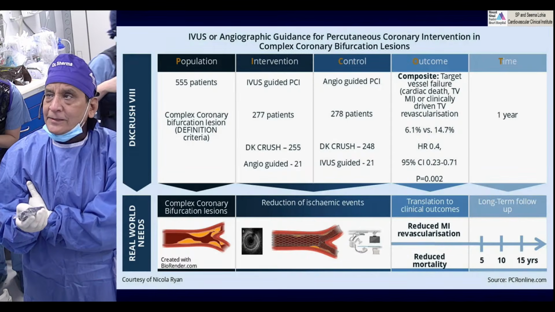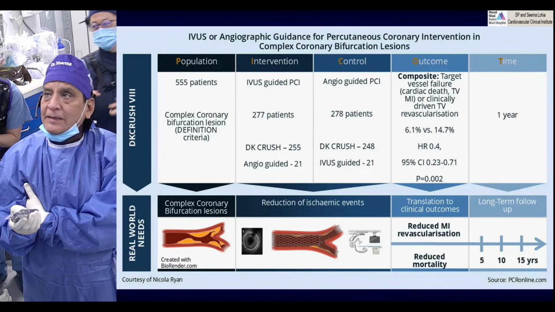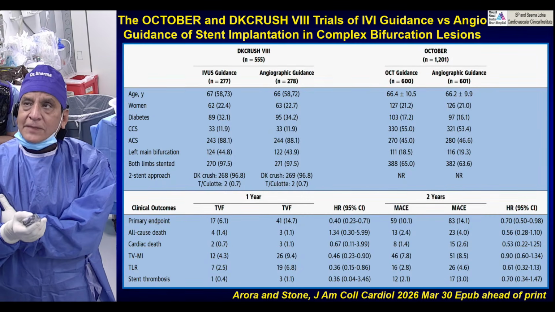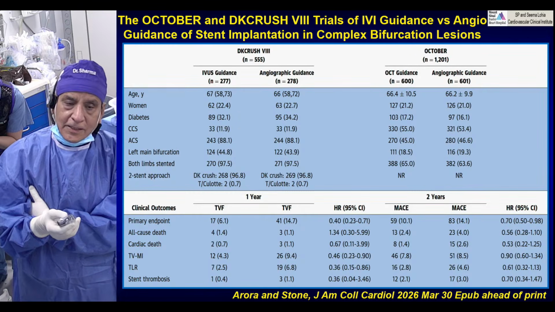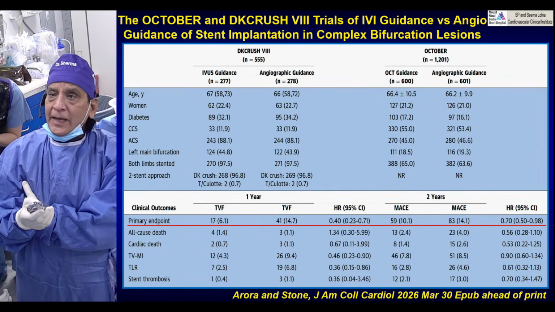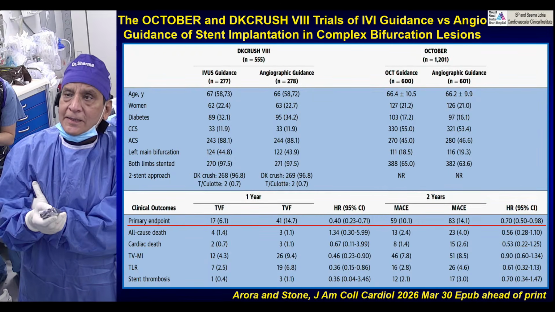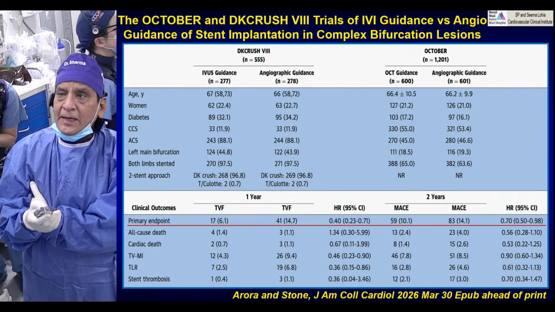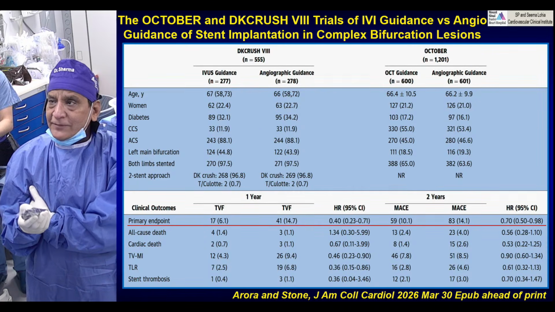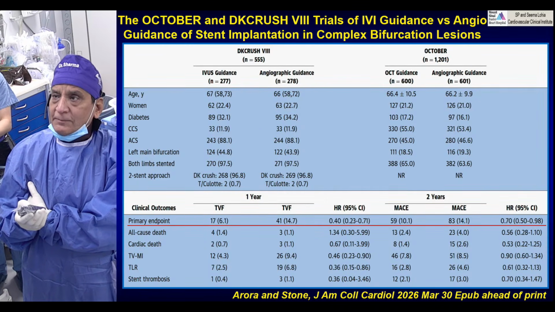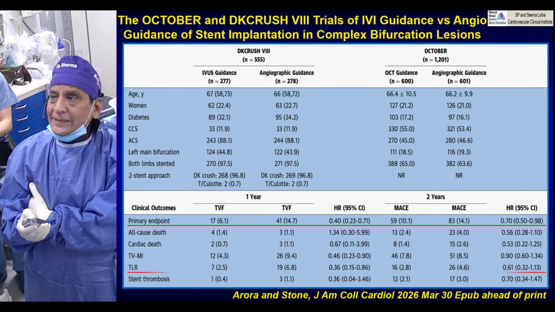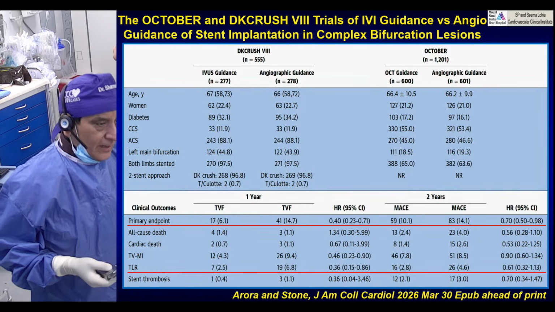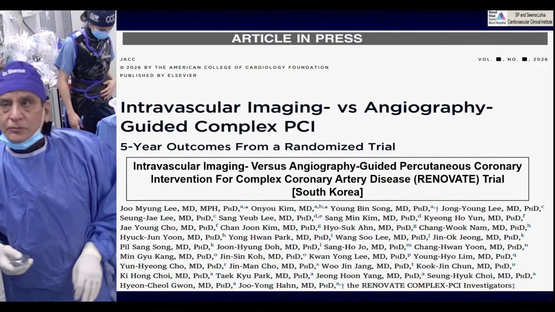The reduction of ischemic events up to 1 year, 6.1% in the imaging, 14.7% in the angiographic guidance, totally different. And this actually compares DK crush 8 with the OCTOBER trial, which was the OCT use, and basically shows, as you can see, TVF in the imaging guidance versus angiographic guidance. As you can see, the difference was 6.1 versus 14.7 in DK crush 8, and in the OCTOBER trial using OCT in bifurcation, 10 versus 14.1, and it basically was driven by the lower TLR. So the biggest benefit of imaging is mediated through the TLR.